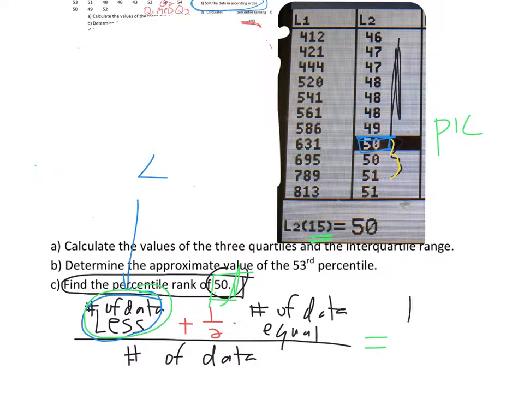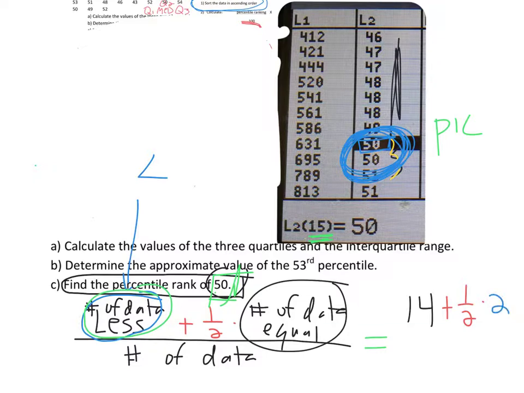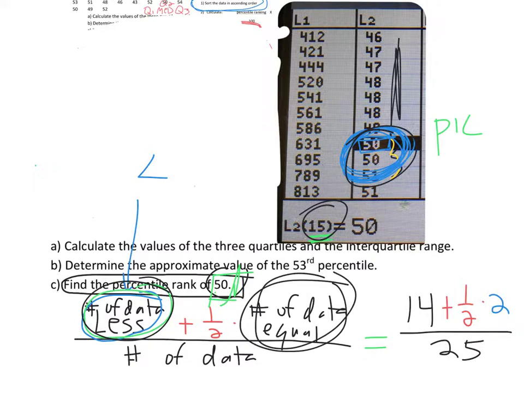So here we're going to take the number of data less, which is 14, and we're going to add 1/2 times the number of data equal. Well, here's a good illustration. Here we have two number 50s. So here I'm going to multiply it by 2. And then we have to divide that by the total number of data, which in this case was 25. So the number of data less, 14, because 50 is in the 15th spot. There were two number 50s, so we're going to do 1/2 times 2, the number of data equal, and then divide by the total number of data. So do this quotient on your calculator and include a picture on the worksheet.